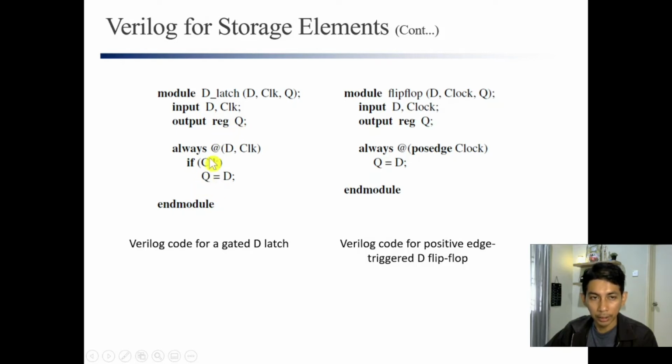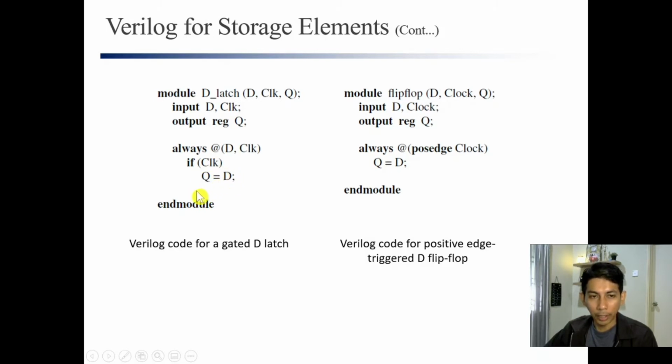Q is a variable inside the always block, and you assign a value to this variable. You assign D to this variable, so this variable must be declared as reg. Okay, so if you do this, if clock is active, then Q equal to D, or you assign D to Q.